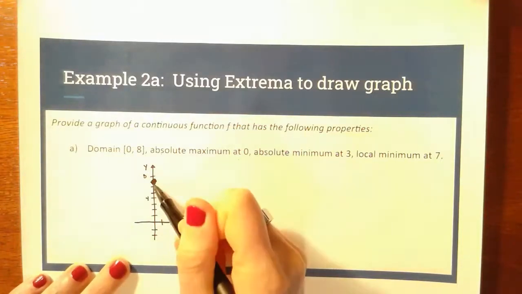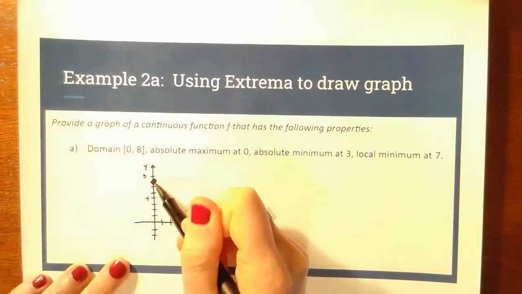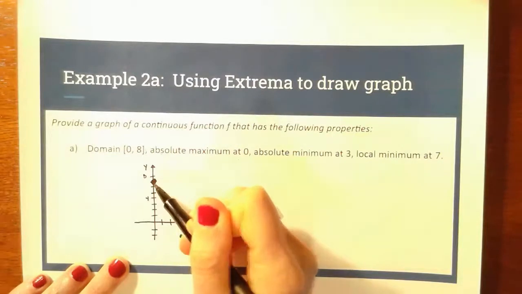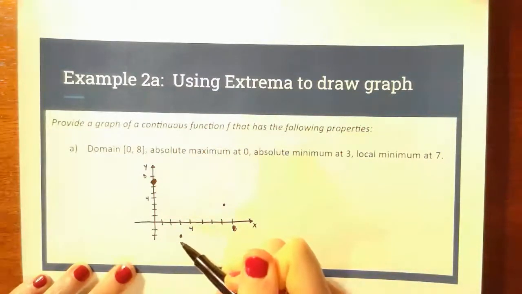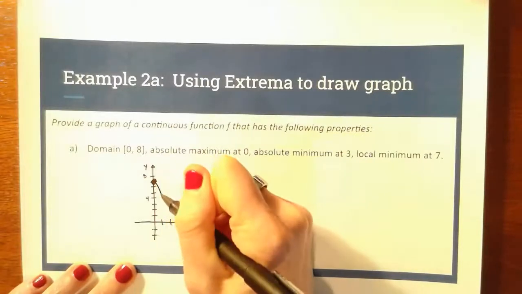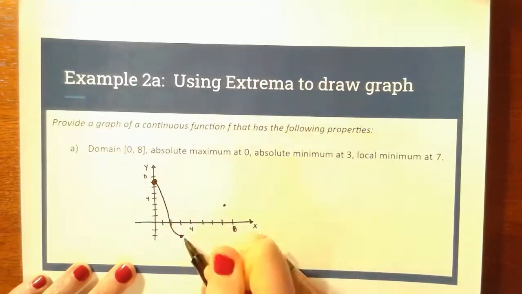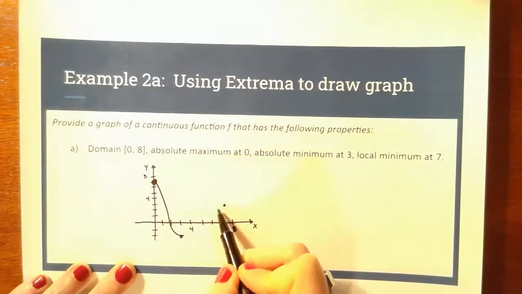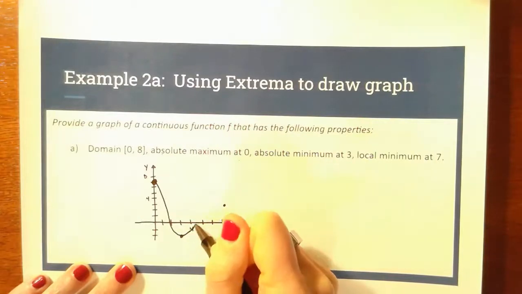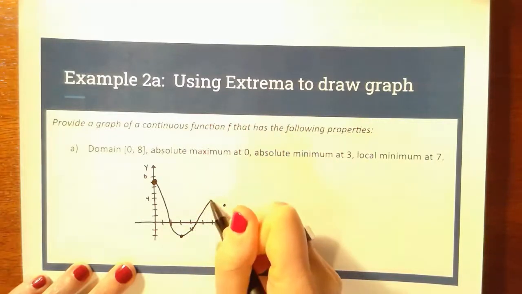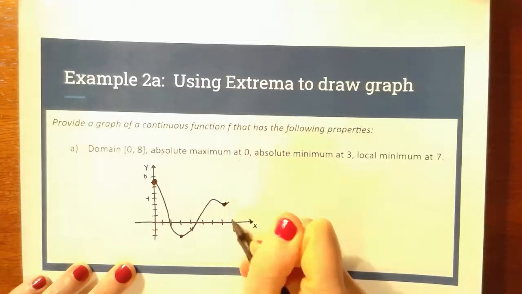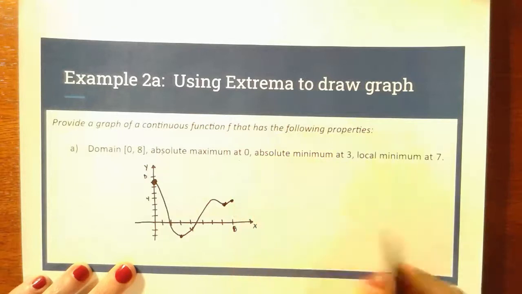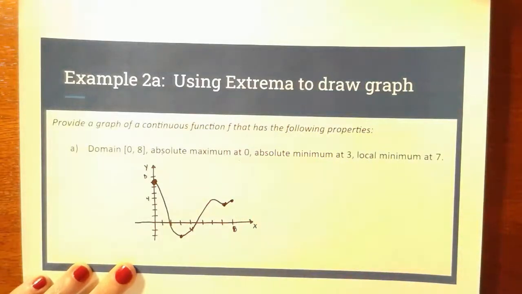So I want an absolute max at 0. So none of my graph is ever going to go higher than this point. And I want an absolute minimum at 3. So my graph is never going to go lower than this. So I'm just going to connect these 2 points. And then to get this to be a local minimum at 7, I'm going to have to climb up and come back down towards it. And then as long as this point doesn't go higher than that right there, I'm going to do that.